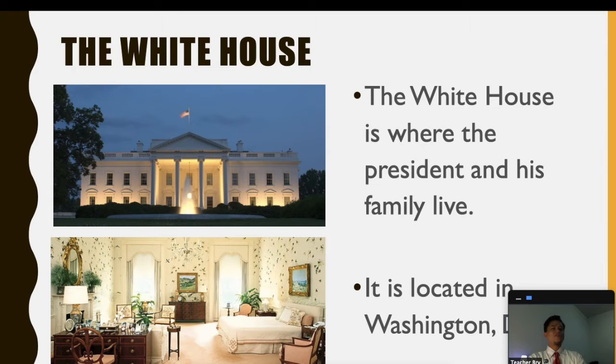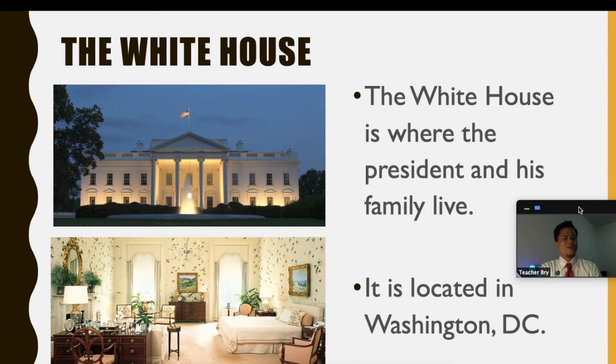So moving on, the White House. Is that the White House in Chiang Mai, like the White House in Chiang Mai? No, it's not. It's where the president and his family live. So it means that's their home. So White House is the home of the president and his family. Where is the White House? So the White House is in Washington, D.C. D.C. or District of Columbia. Very good. How did you know that?